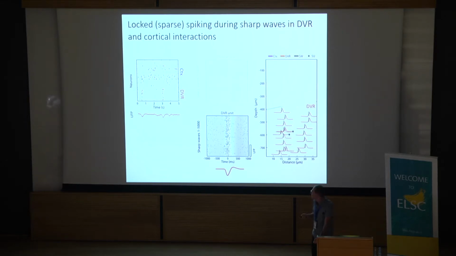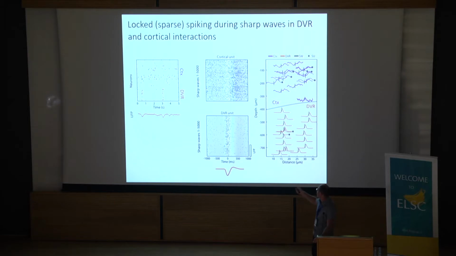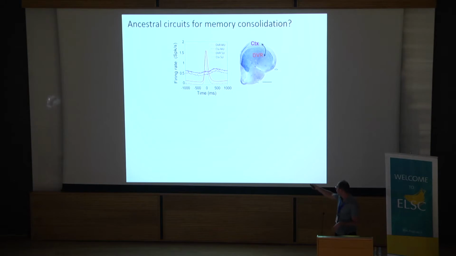What happens in cortex? So in cortex, actually, it seems like not much from here. But here you can see already there's a slight increase in firing rate after the sharp wave. And if you look at the averages, there's a clear gradual increase of the firing rate after the sharp wave. And you can see it here again overlaid. So this is the locking of neurons in DVR. And this is this delayed increase in activity in the cortex.